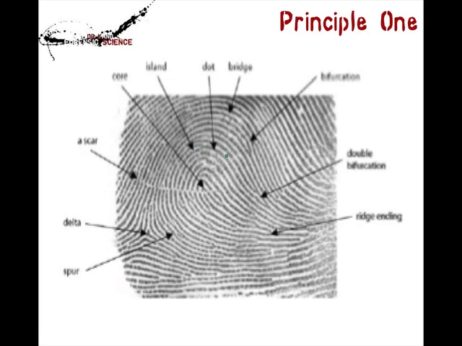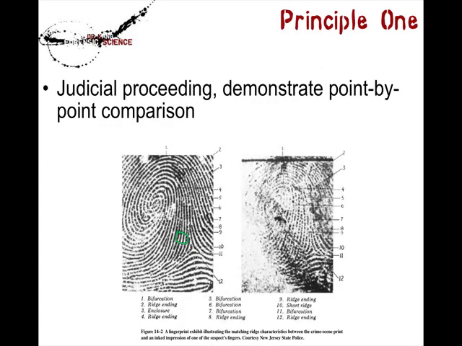So you could see this image is very hard to see, but actually you can see a bifurcation here and another bifurcation here to make a double bifurcation. And then here is a delta right there. And here is a spur. So in a judicial proceeding, you need to compare the suspect's fingerprint here to the one that's found at the crime scene, and they need to do a point-by-point comparison where you compare the different minutiae on one image to the other.